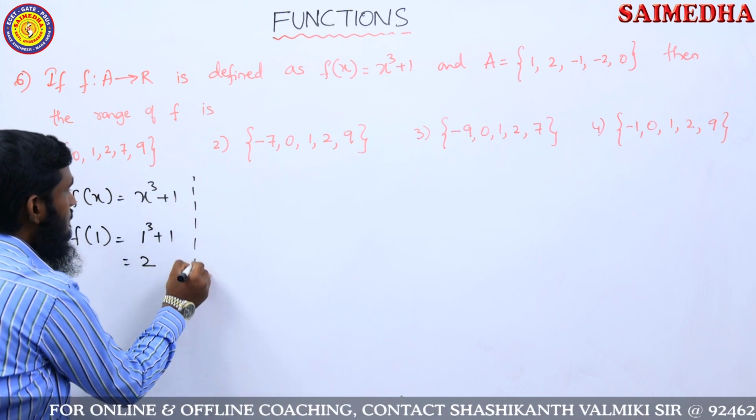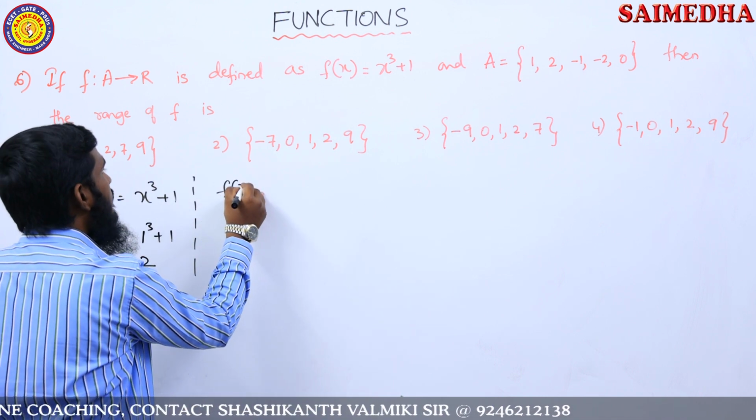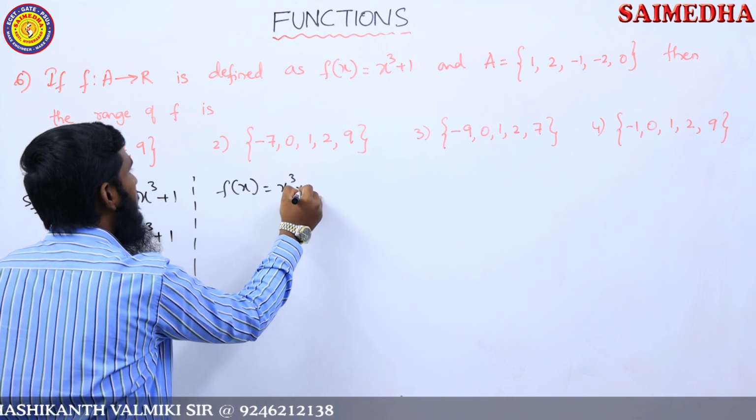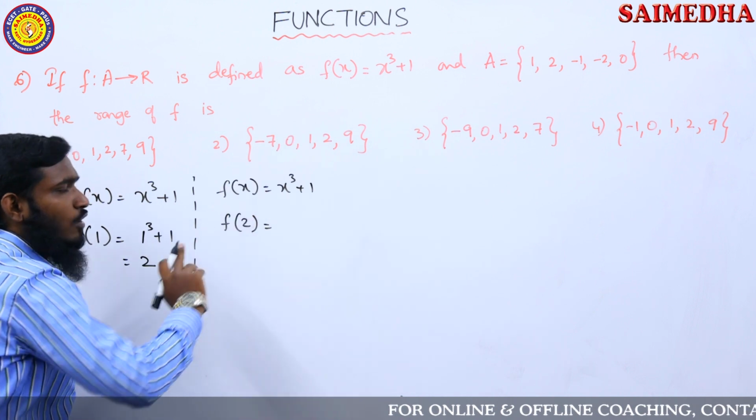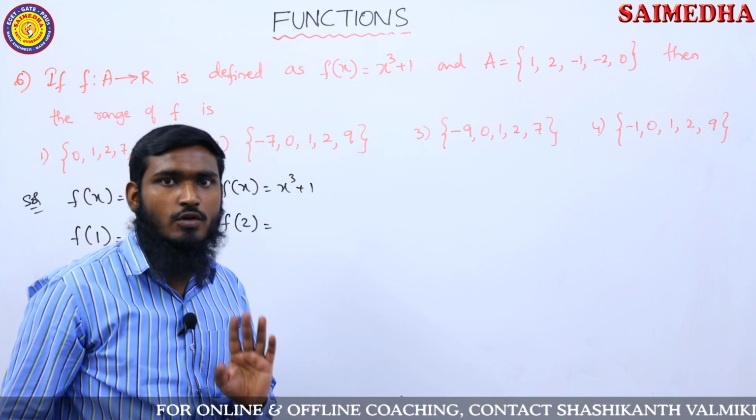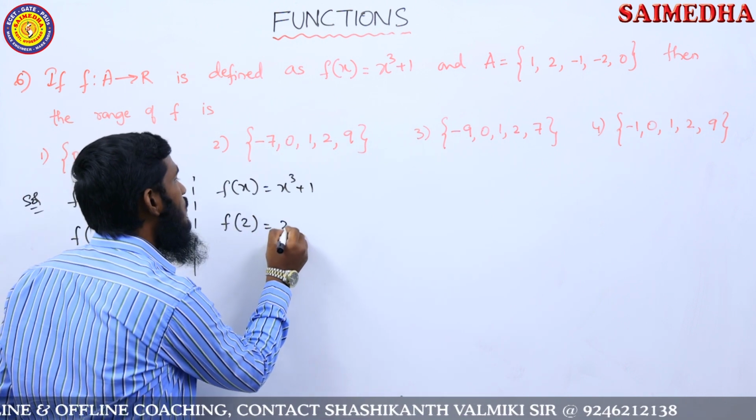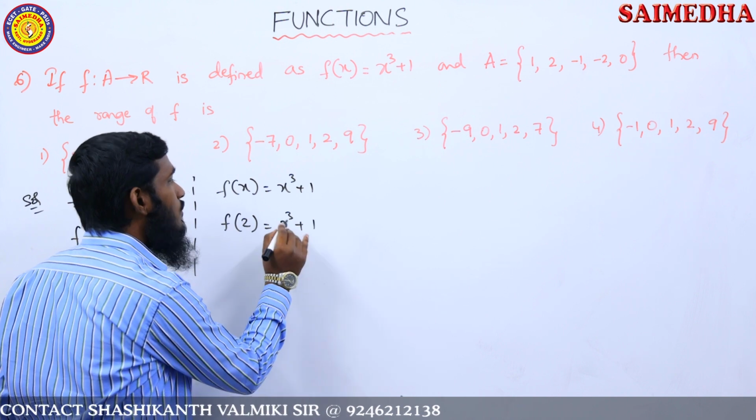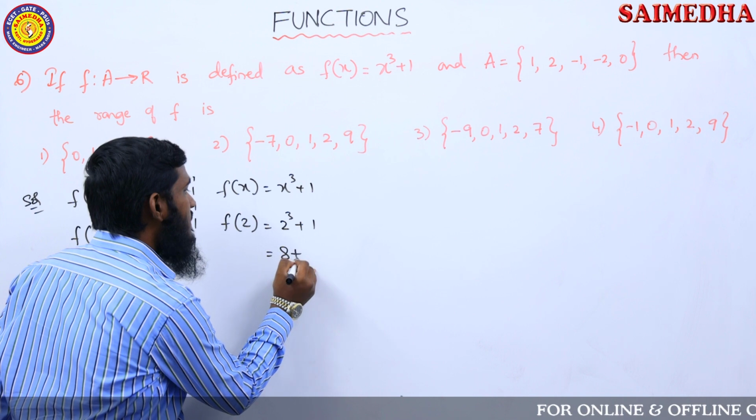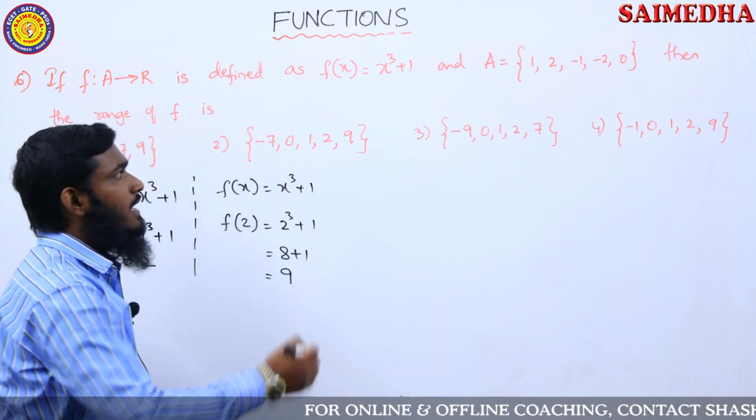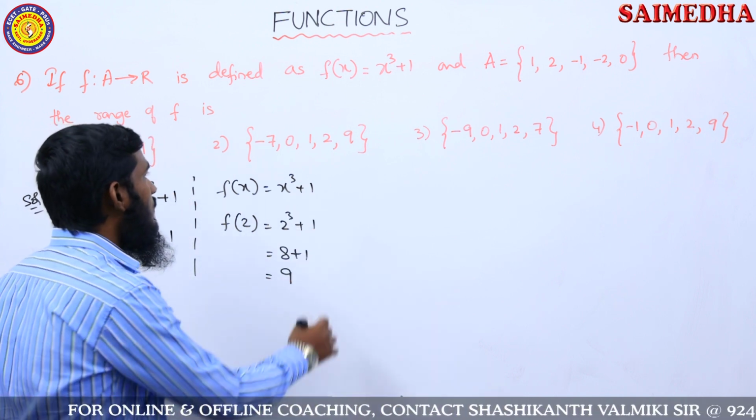Now next part, same function f of x equals x cube plus 1. Then the next value is f of 2. In the place of x we write 2. So this will be 2 cube plus 1, where 2 cube means 2 times 2 is 4, 4 times 2 is 8. Then 8 plus 1 equals 9. So we are getting the second value, which is 9.